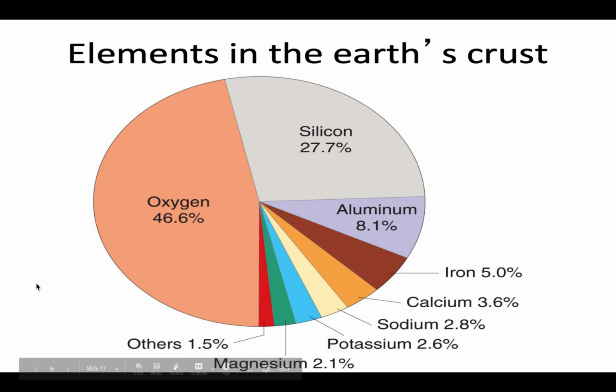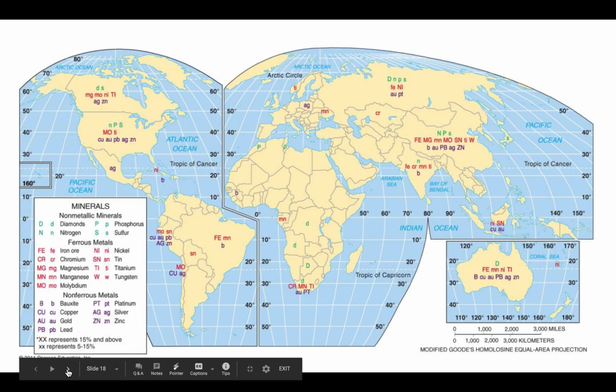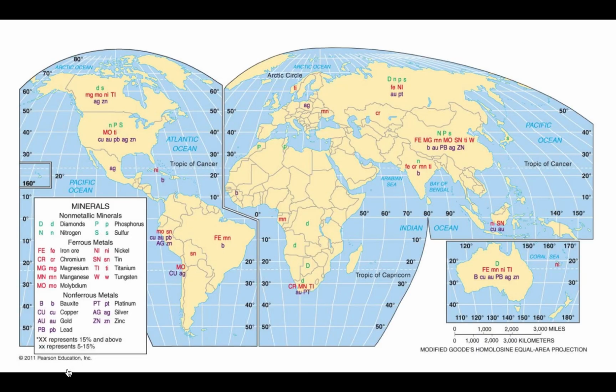Elements of the Earth's crust. We can see oxygen makes up about 46%. Silicon, about 1/4. Minerals as they're distributed around the world.